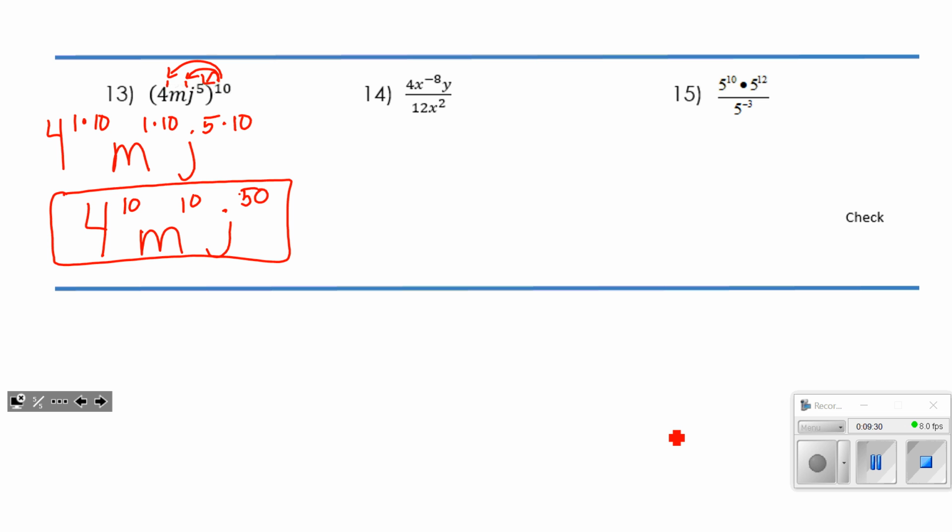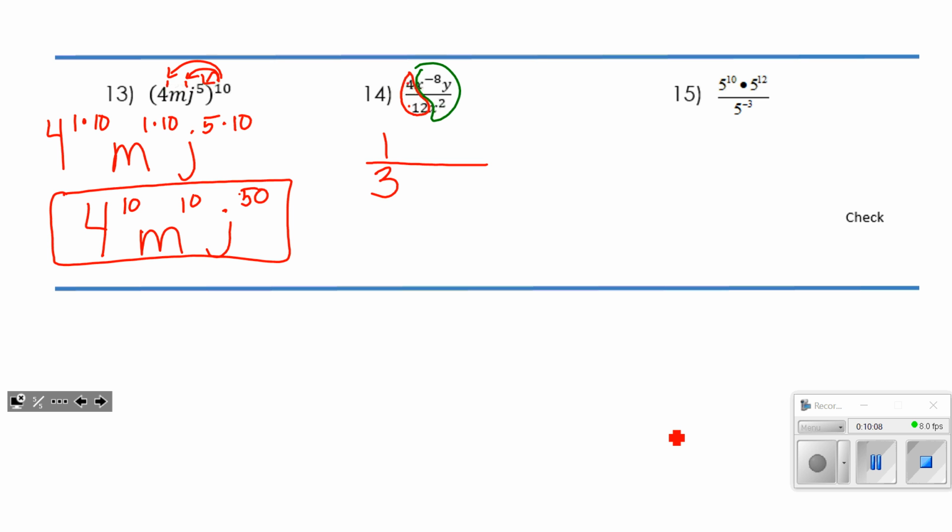Question 14 is a division problem. So we're going to start by circling the numbers. That's more than just 12. We're going to circle the numbers because we can simplify them. And then we're going to circle the variables because we can simplify them. So the 4/12 simplifies to 1/3 because 4 goes into both of them and 4 divided by 4 is 1. 12 divided by 4 is 3.